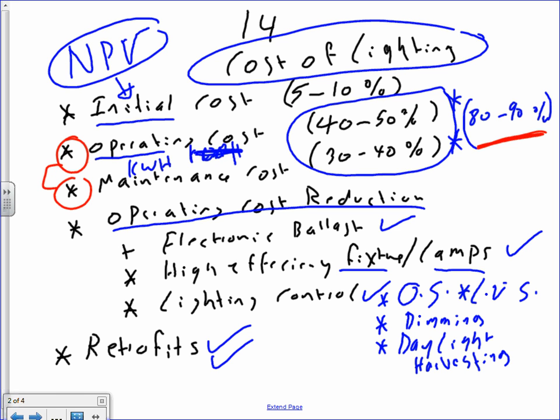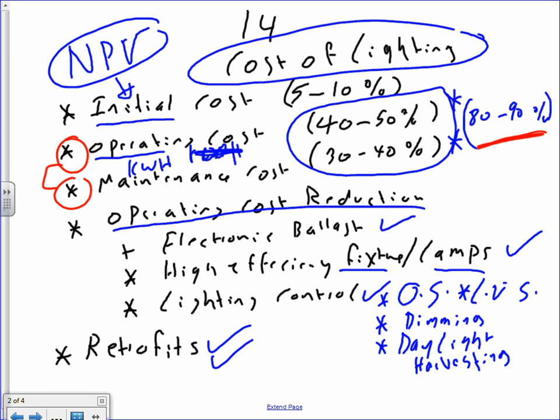If I'm a good customer, you might say, Chad, you just bought 20,000 fixtures from us over the year, I'm going to give you a 10% discount. If you have the economy of volume, they give you a discount. But that's not a whole lot. The only thing I can substantially reduce, by almost cutting it in half, is my operating and maintenance cost.